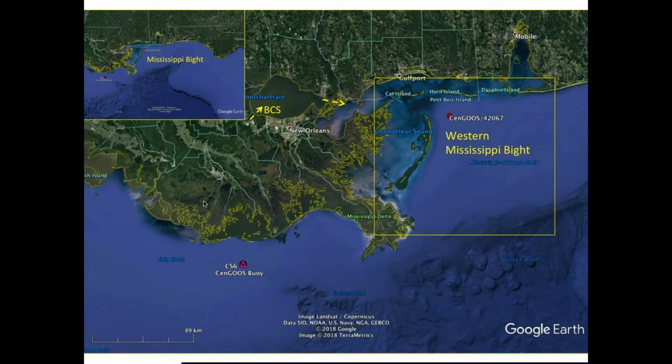And then down closer to the lower left of the figure, there is an icon showing where the buoy has been moved to in July of 2017, and it's very close to an LSU WAVCIS station, CSI 6.